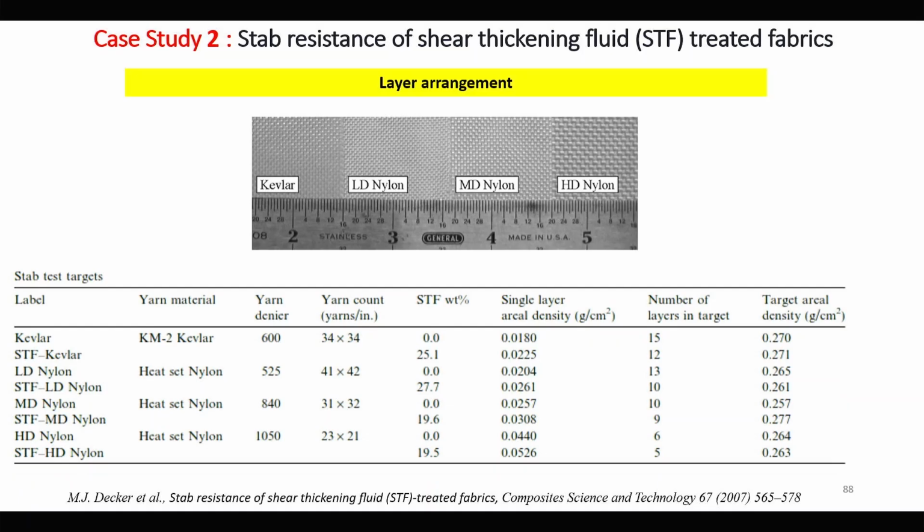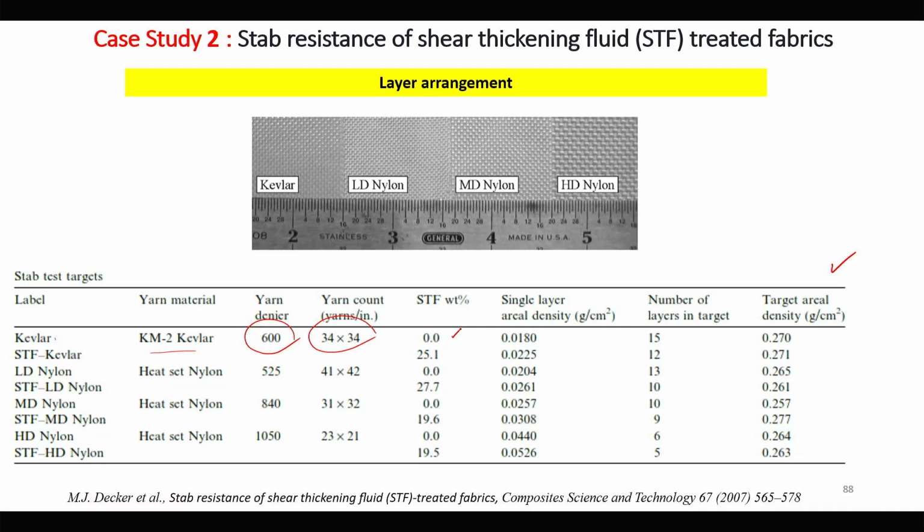Then these are the different results. We can see the Kevlar material here, yarn denier 600. This is pure Kevlar, 600 denier, and the yarn in the fabric is 34 ends and picks per inch.